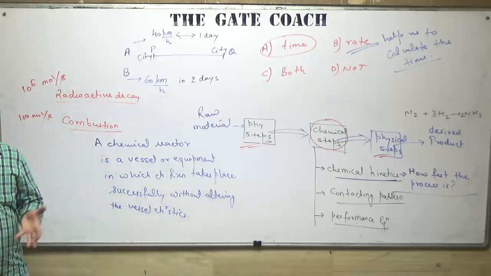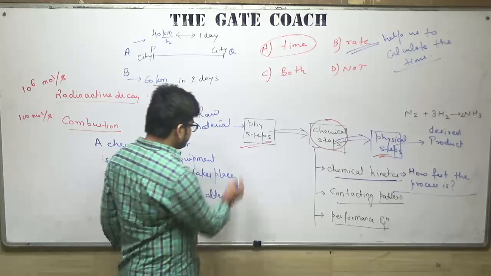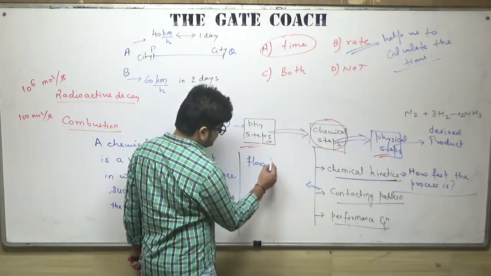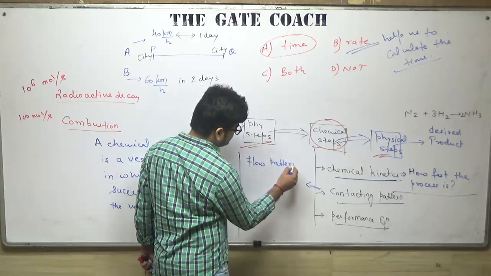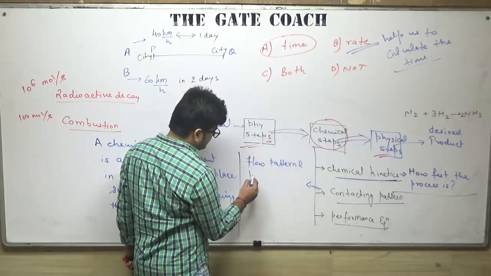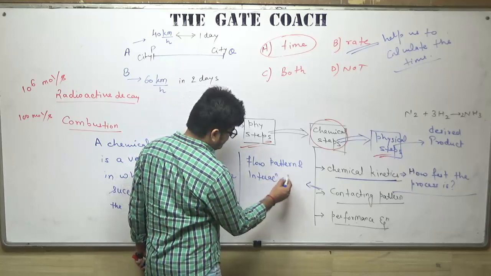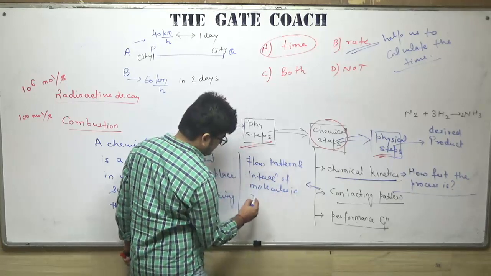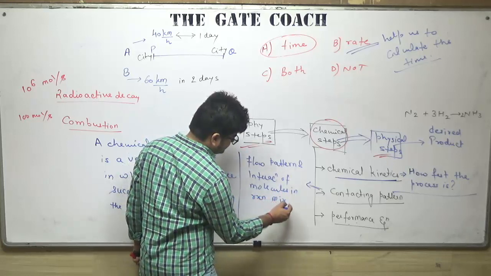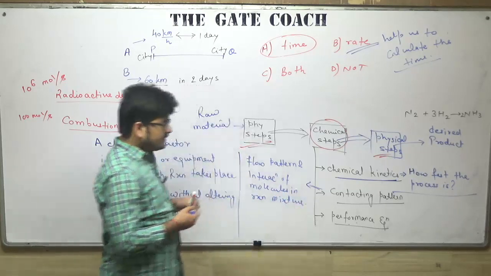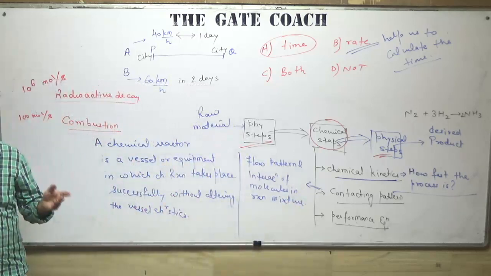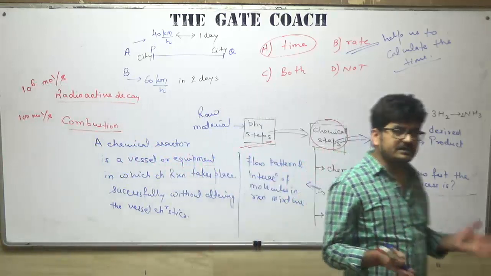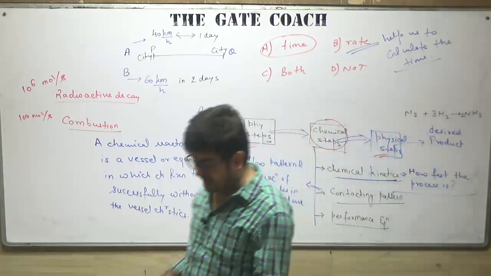Next is contacting pattern. So what is the meaning of contacting pattern? Contacting pattern means the flow pattern and interaction of molecules in reaction mixture. Contacting pattern means flow behavior, flow pattern of the reaction mixture, the interaction between the molecules in the reaction mixture which is present in the reactor.